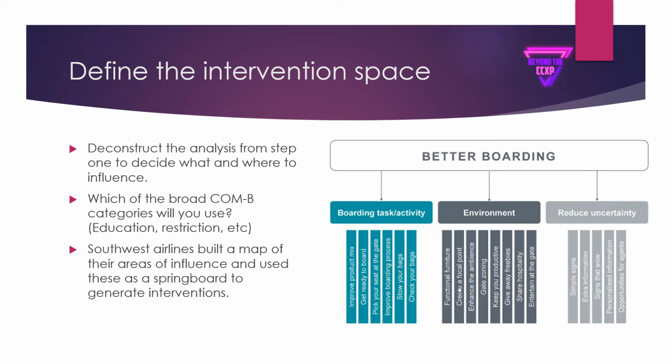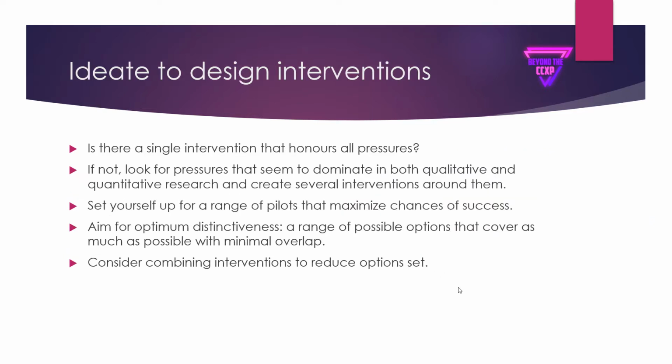Then you want to define the intervention space. So what you want to do is deconstruct the analysis from step one and look at what and where to influence. You might also look at the COM-B categories, like education, restriction, and so forth, and decide where you want to target. Southwest Airlines actually built a map of their areas of influence, and they drew these out, and then used these as a springboard to say, okay, where do we think we're going to get the most bang for our buck if we focus on intervention, and then we're able to zero in that way. That's when you begin to ideate to design interventions. So firstly, is there a single intervention that honors all of the prohibiting and inhibiting pressures?